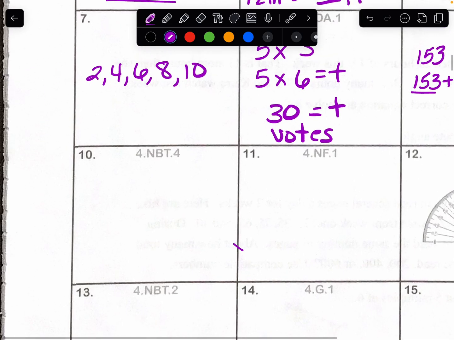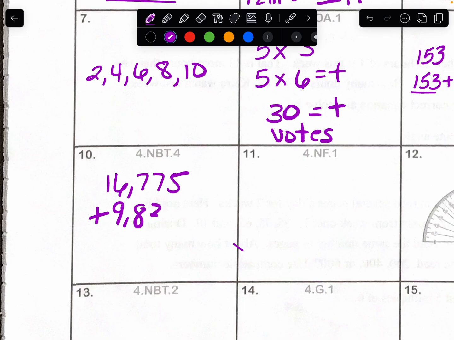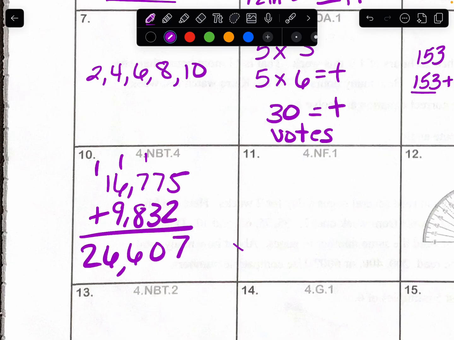All right, number 10, we are looking for the sum. Remember, the word sum is the answer to an addition problem. And 26,607.